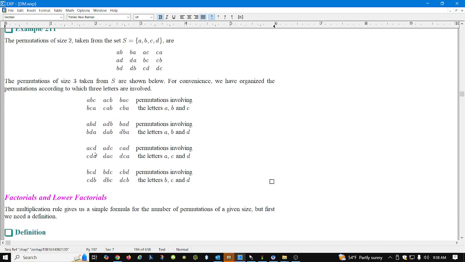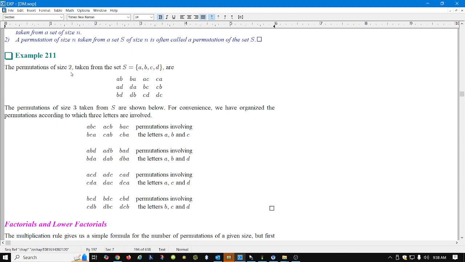So here are some examples. The permutations of size 2 taken from this underlying set, A, B, C, D, are these 12 permutations: A B, B A, A C, C A, and so on. The permutations of size 3 taken from the set S are shown here.